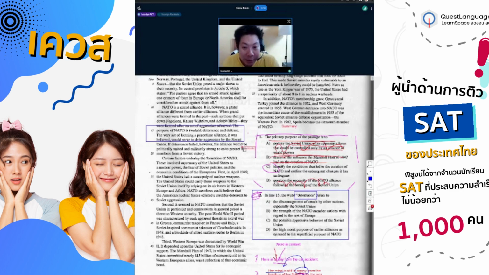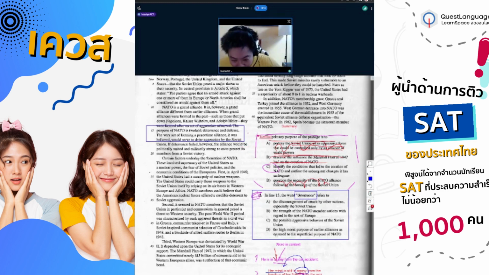Always select more than one sentence, because when you read the SAT, there's a relation between the sentence up and down. So we'll read it like this from the beginning. The purpose of NATO is twofold: deterrence and defense. The very act of forming a peacetime alliance, it was believed, would serve to deter aggression by the Soviet. So that covers it. They're using deterrence and defense. Defense means to protect yourself. So deterrent is some sort of preemptive measure. You do it before anything happens. It's a preemptive action to protect.